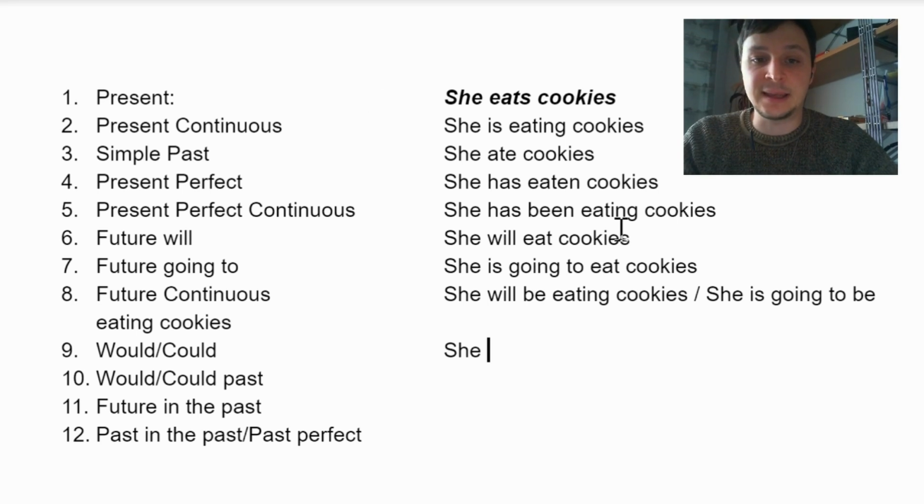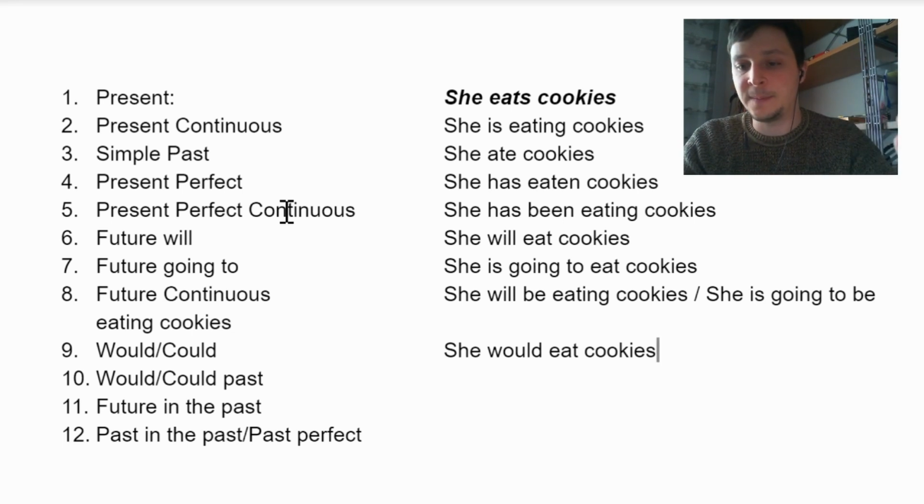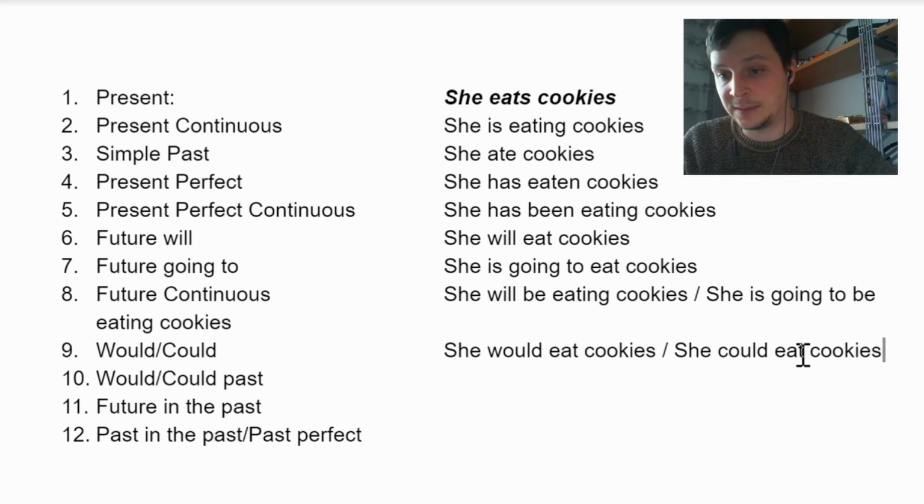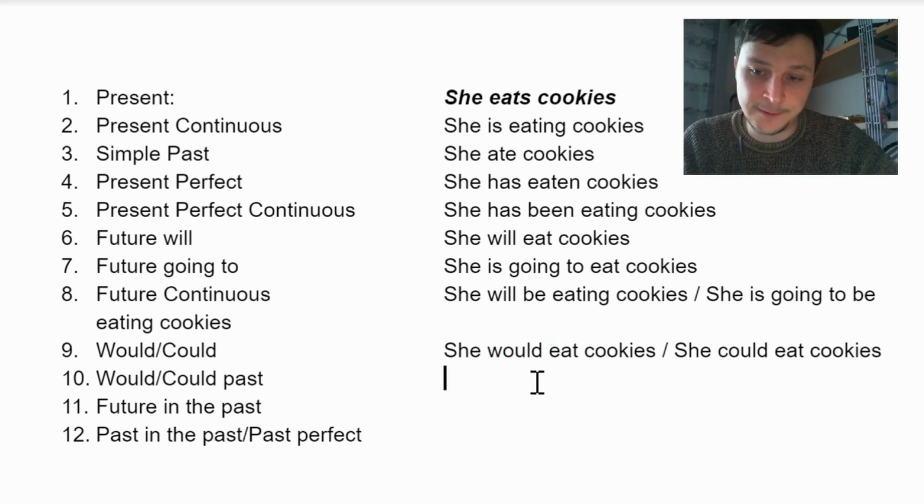Similar to adding will to say future, you just add would. She would eat cookies. Mangerebbe i biscotti. She would, or we could do, she could eat cookies. Potrebbe mangiare i biscotti. Mangerebbe i biscotti. Potrebbe mangiare i biscotti. Okay? Pretty simple. And again, base form after an auxiliary. So you don't say she would eats.